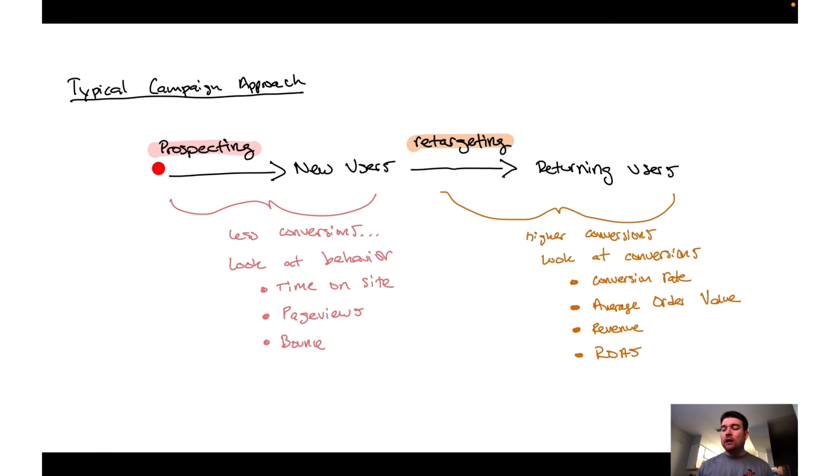So there's no reason why you can't look at ROAS, of course, for prospecting, but you definitely want to make sure you're looking at ROAS for retargeting and branded campaigns. Looking at conversion rate, AOV, revenue, and ROAS is going to be really, really key.